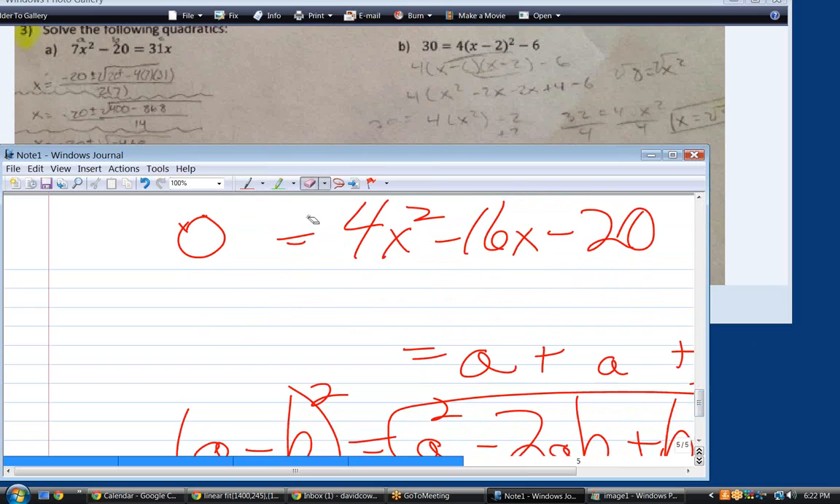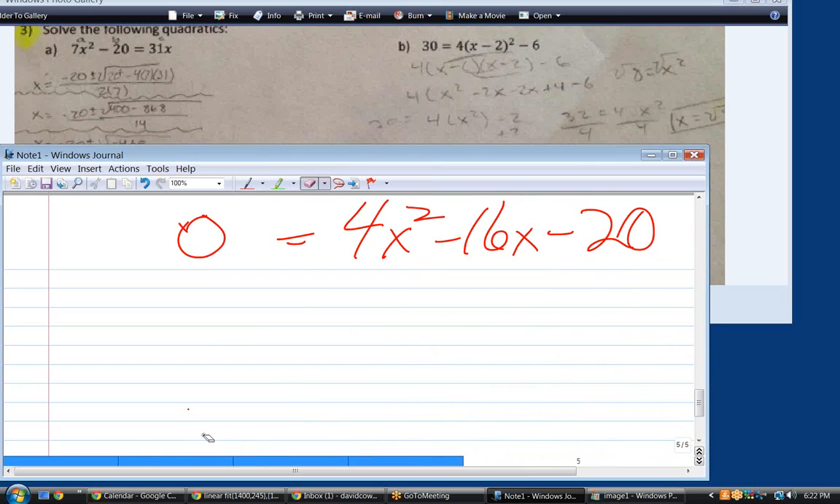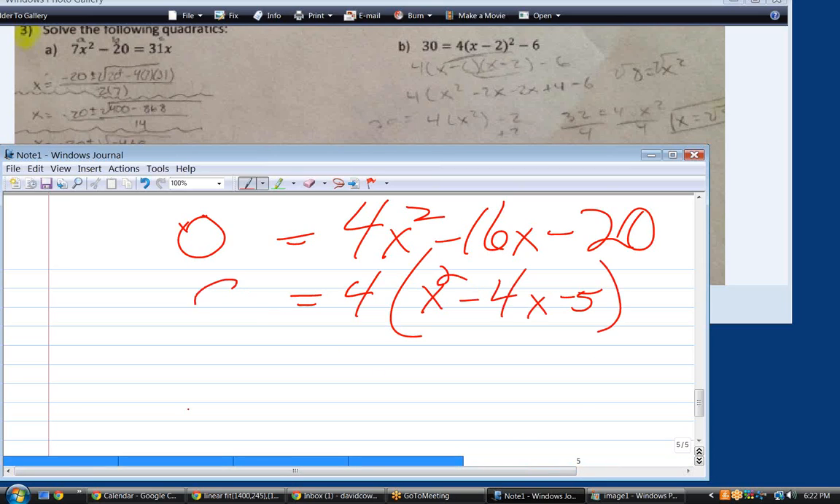Now, there's a greatest common factor of 4, and I can take it out. Now I can divide both sides by 4, leaving that. And now I can factor this thing. How does this thing factor?